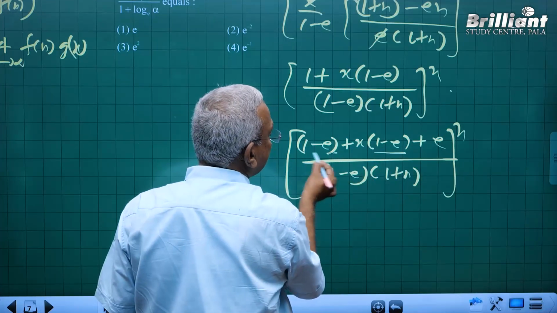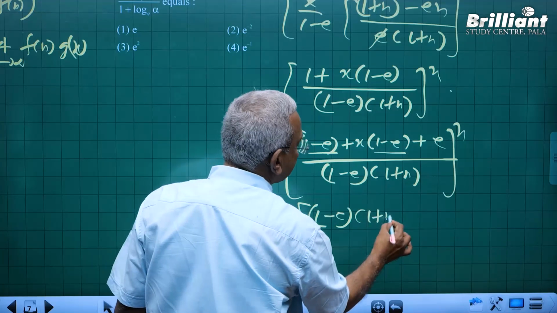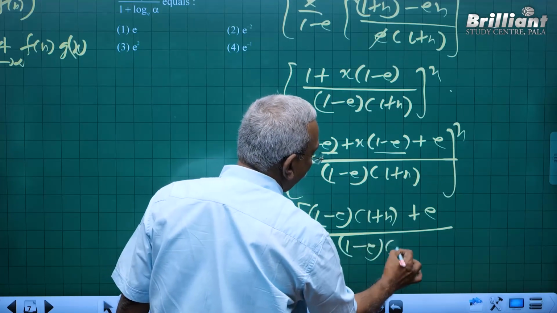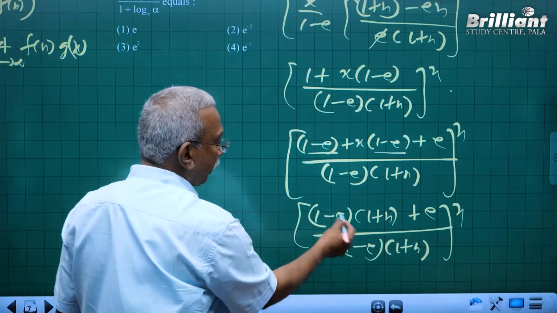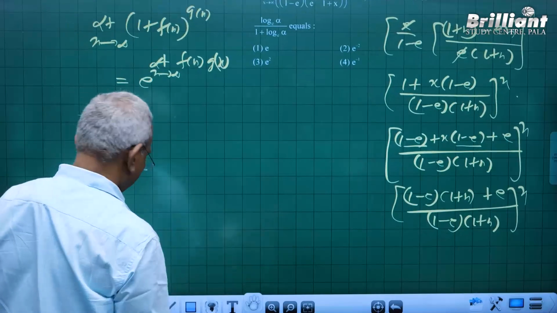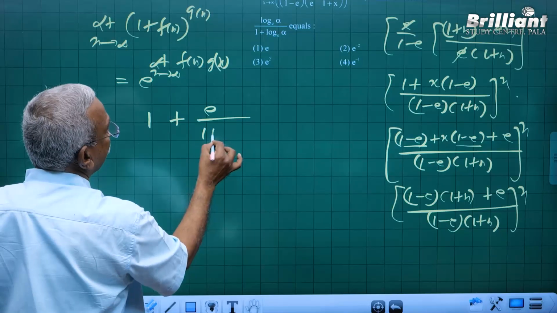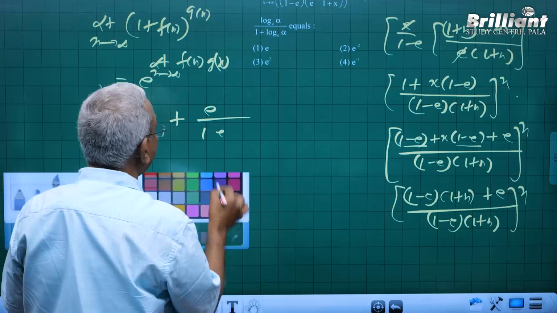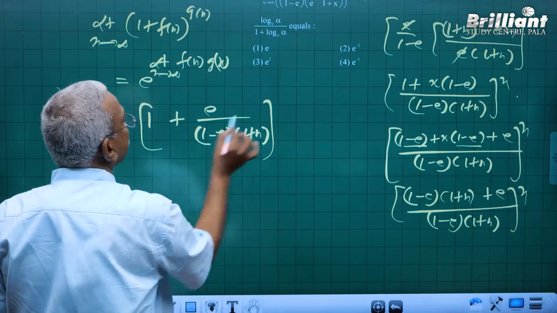So we can choose this expression as a common factor. This is (1 minus e into 1 plus x plus e) all divided by (1 minus e into 1 plus x), raised to x. So now we separately divide. When we separately divide, it will give 1 plus e divided by (1 minus e into 1 plus x), the whole raised to x.